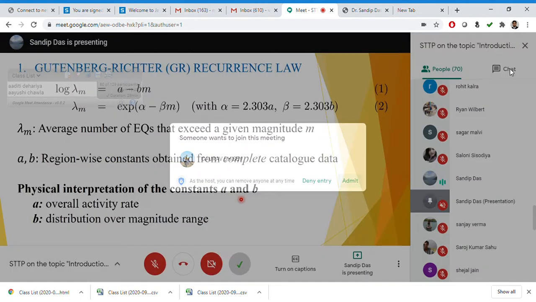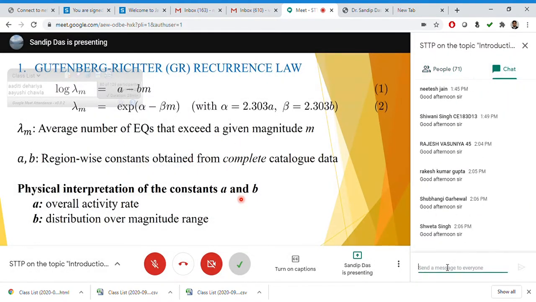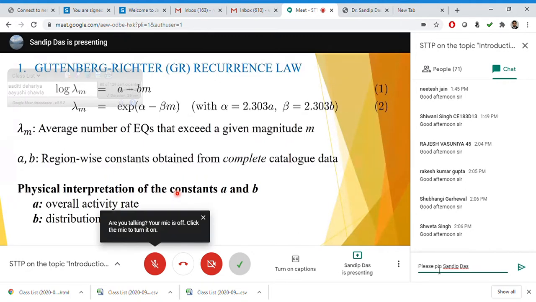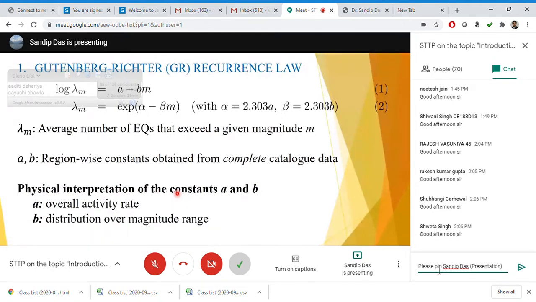So if you see equation 1, that is a very simple equation. Here lambda m is reserved for the average number of earthquakes that exceed a given magnitude m. I think you know what is earthquake magnitude. If you're not very familiar with this, for the time being you just remember that magnitude is a quantity through which we measure the size of an earthquake. Nothing more than that. And there are various definitions of magnitude, so for the time being we are not going into details of that.